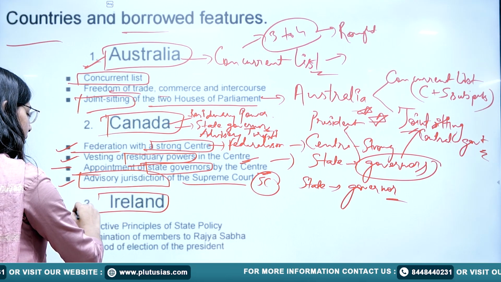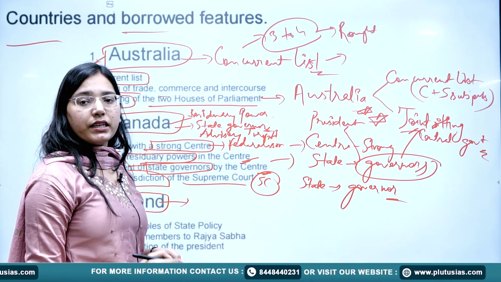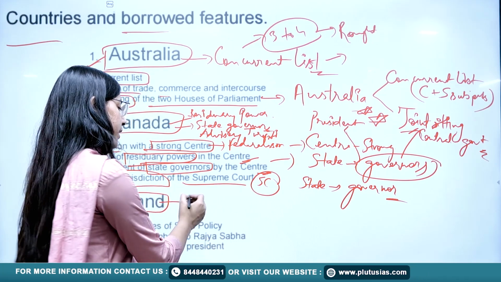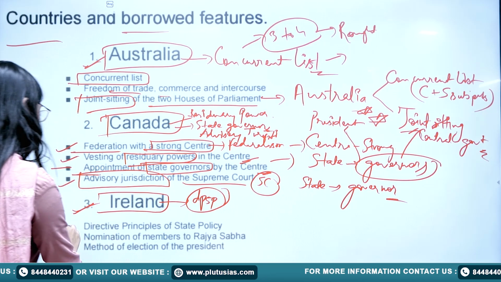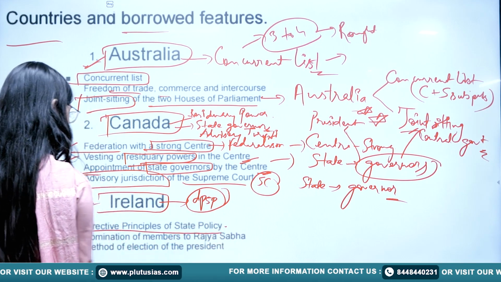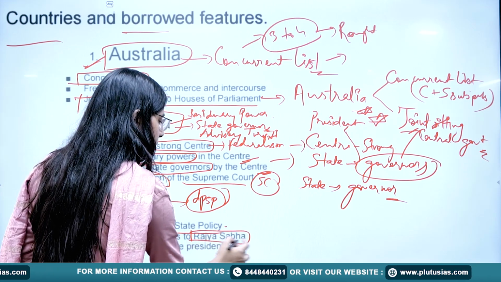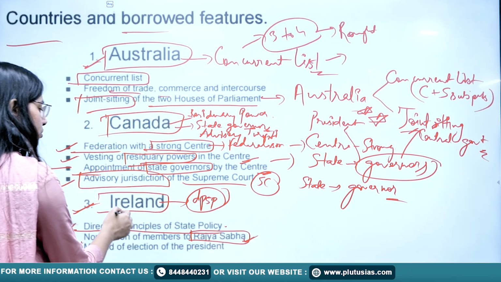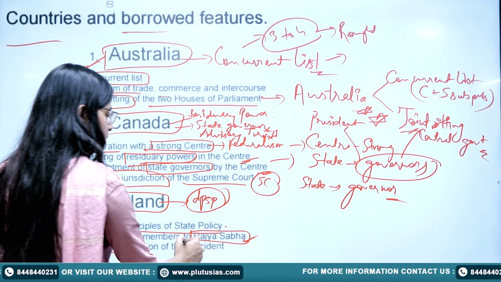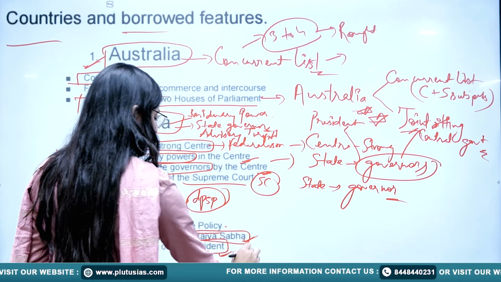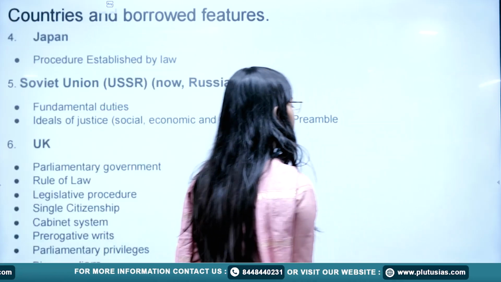After that, the third country is Ireland. From Ireland, we have already seen the DPSP part, right? DPSP is taken from the Irish. After that, nomination of members to Rajya Sabha. In Rajya Sabha, we nominate members. That feature also comes from Ireland. After that, the method of election of the president, how we should elect the president, also comes from Ireland.